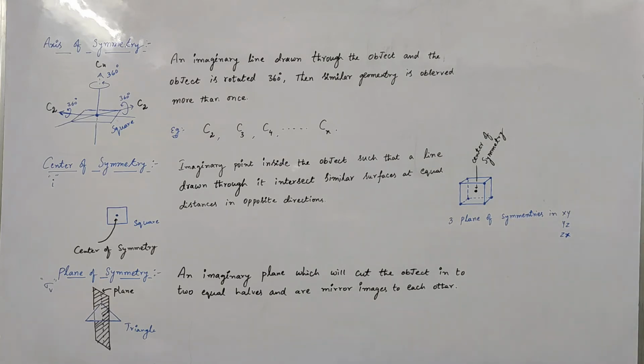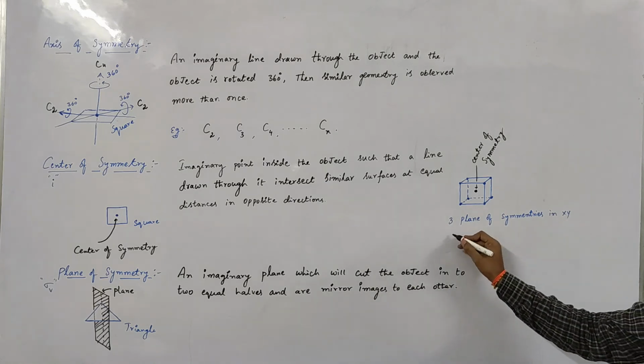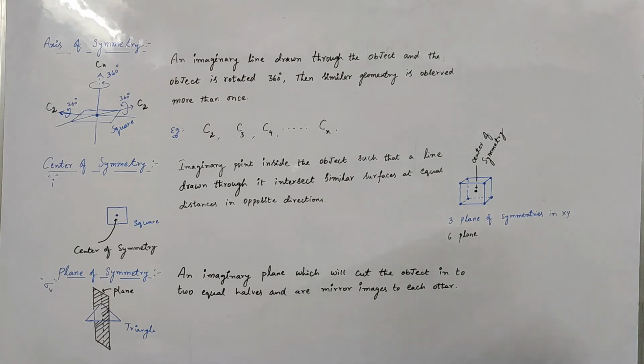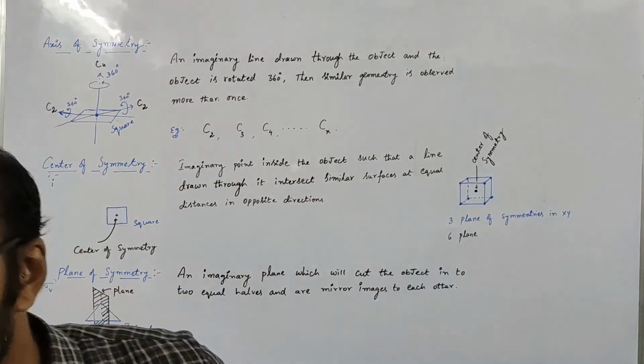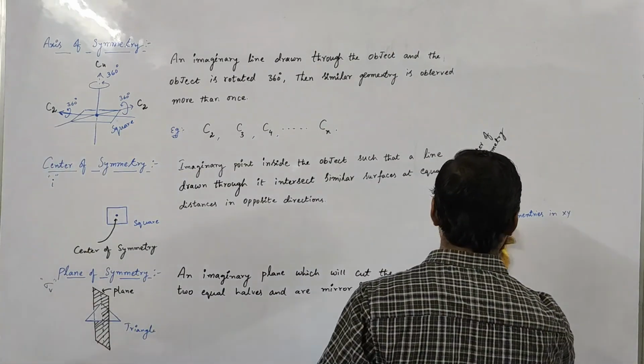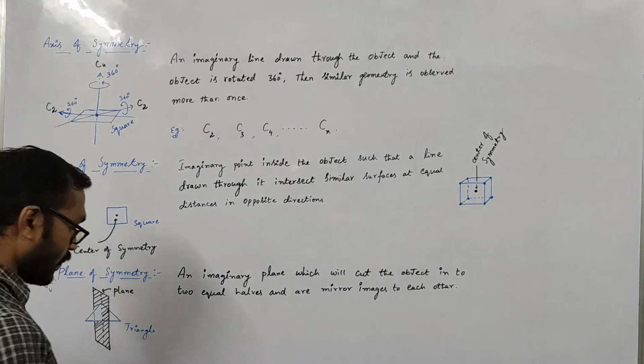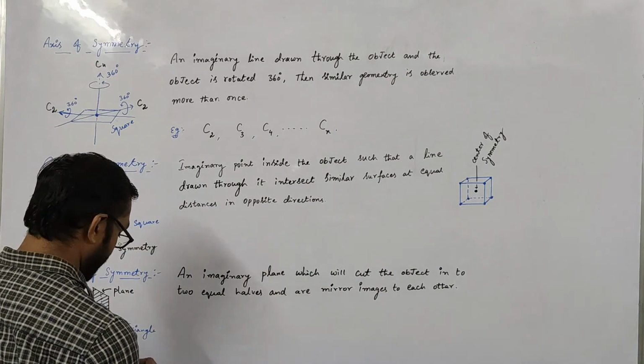From this carbon to that carbon, that's it. This is a diagonal, right? So how many such are possible? 6. So in total 9. 9 planes of symmetry are possible. For a simple cube, how many planes of symmetry are possible? 9.